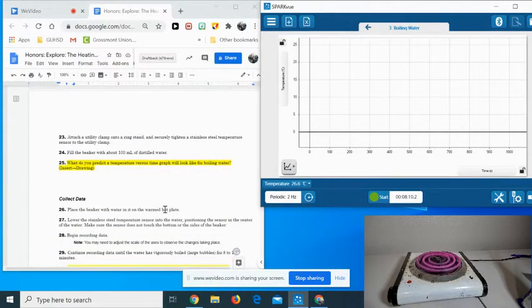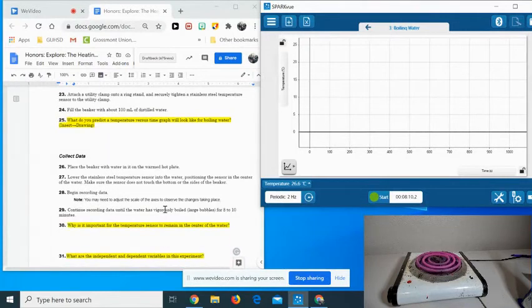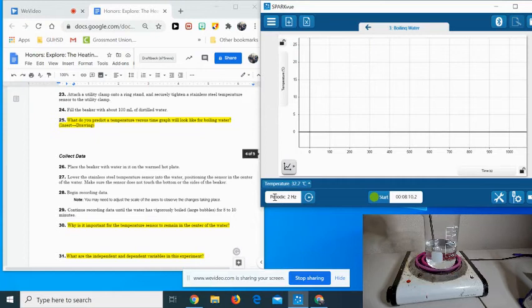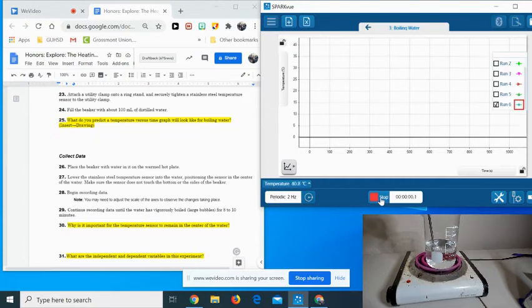And then move down. And it talks about attaching a utility clamp. And like I've talked to you guys about, I'm going to use the material that I have. So I have a beaker that I brought with me, and I am just going to hold this thermometer in there. And I'm going to end up hitting start, and I'm going to let it record for a little while.